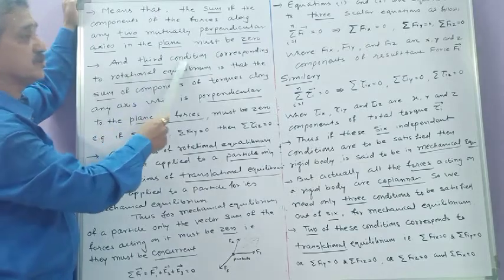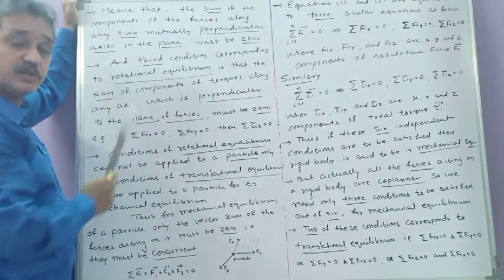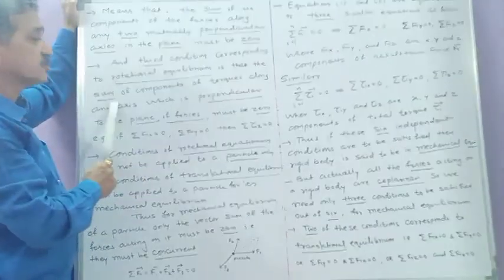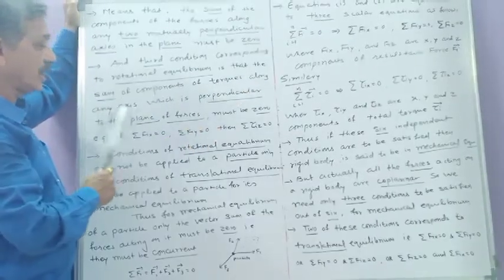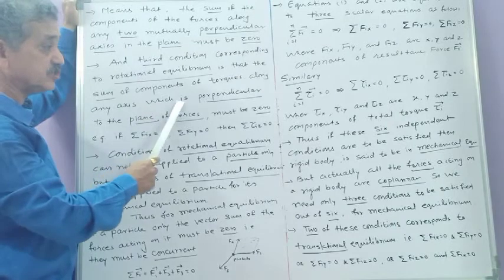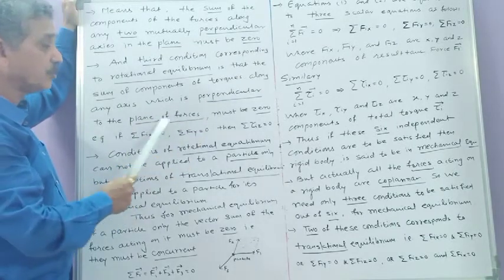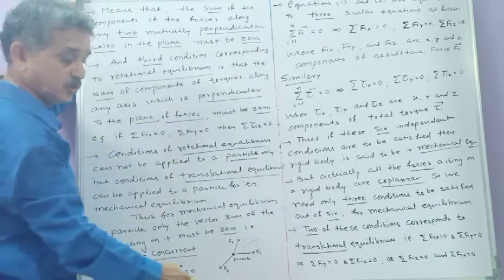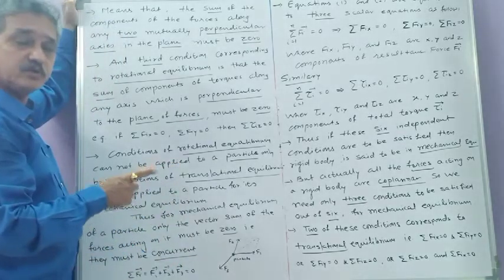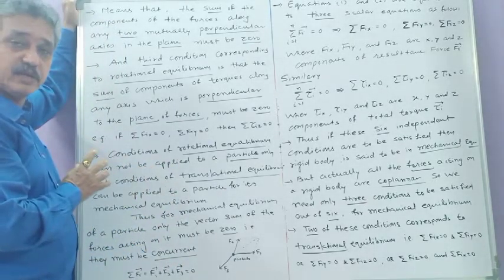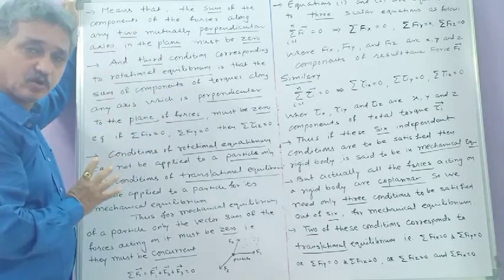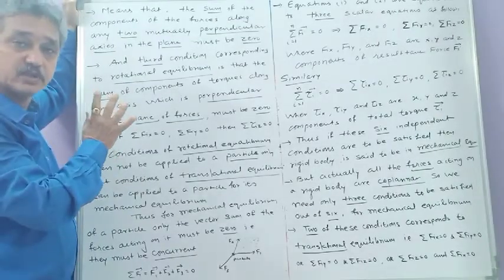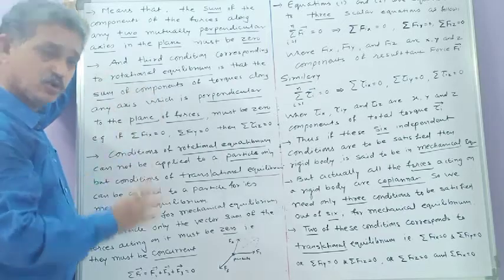And the third condition corresponding to rotational equilibrium is that the sum of the components of the torques, but which torques? Along any axis, and what kind of axis? Which is perpendicular to the plane of the forces must be 0. So at this time, how are the torques acting? If the forces are in the xy plane, then the sum of the torque components in the z direction should be equal to 0.